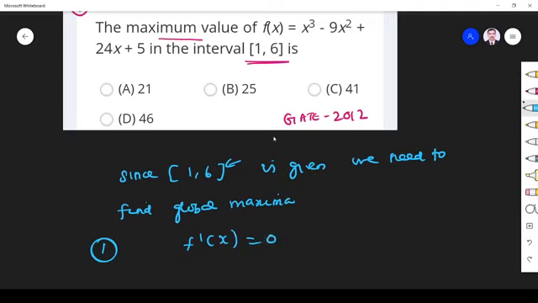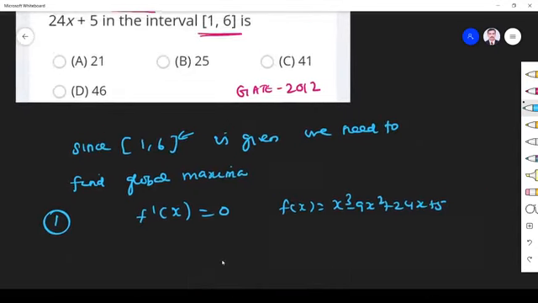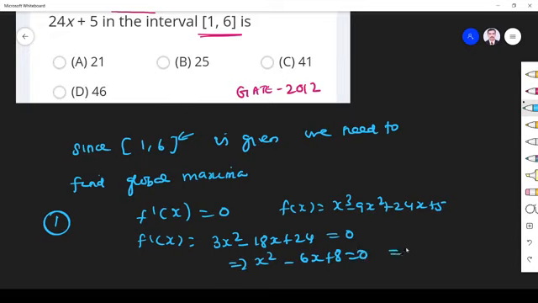Here f of x is x cubed minus 9x squared plus 24x plus 5. First find f dash of x. f dash of x will be 3x squared minus 18x plus 24, and make it equal to 0, because f dash of x will be equal to 0. You remove 3, so this implies x squared minus 6x plus 8 is equal to 0. This implies x is equal to 2, 4.